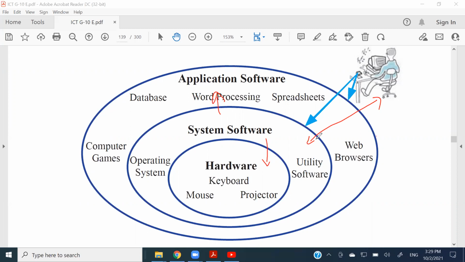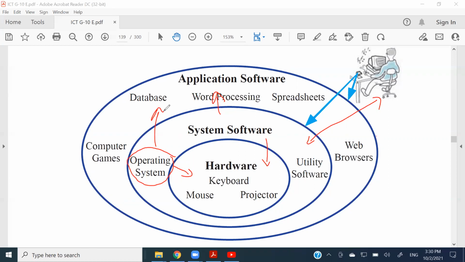Especially the operating system is a very nice program to interact with everything. It interacts with the hardware and manages it. It interacts with the application software and lets them run on the computer. Without the operating system, you won't be able to run any application softwares, right? If you don't have Windows on your computer, you won't be able to install any games or media players or word processing softwares and all these things.